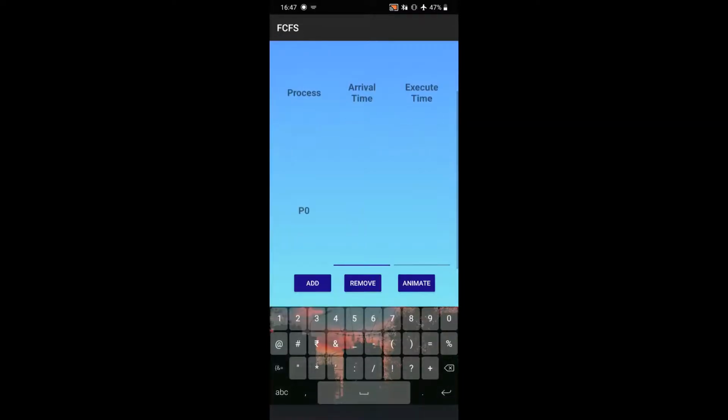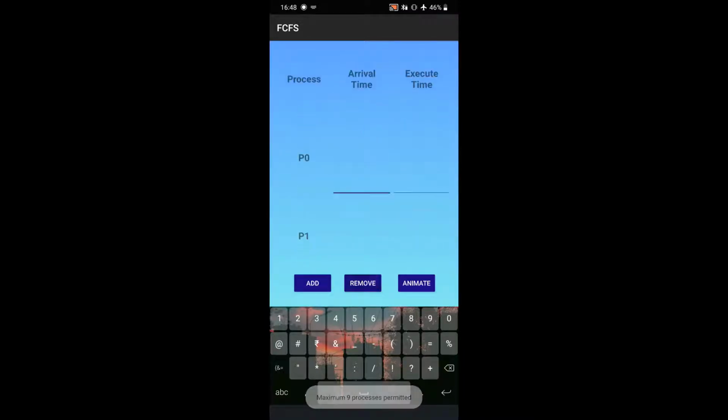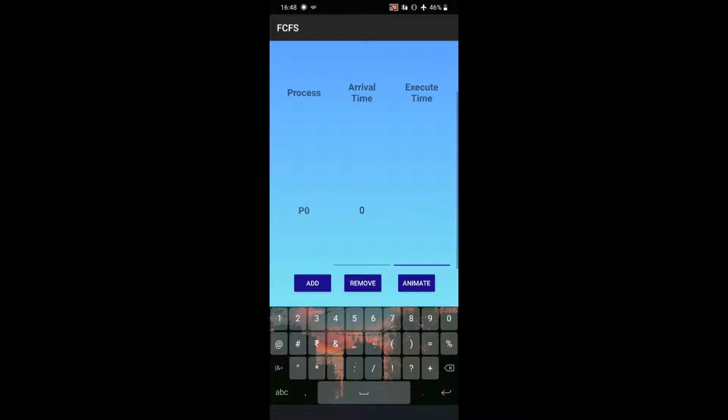This is the first come first serve. This is a basic UI. Here we can add up to 9 processes and we can remove each one of them. We need at least one of them to proceed, and we need to enter arrival time and execution time before we can animate these processes. Let's go through with the example.